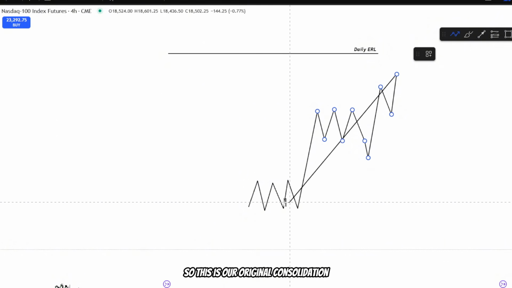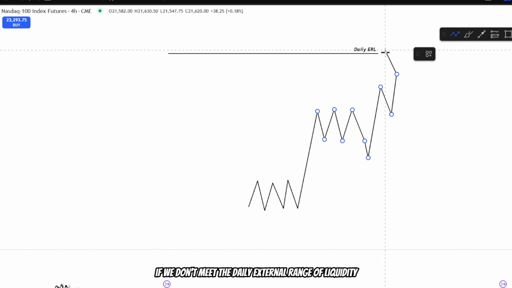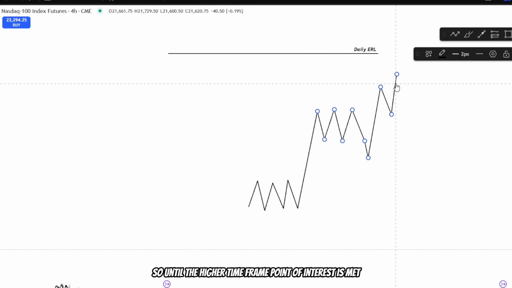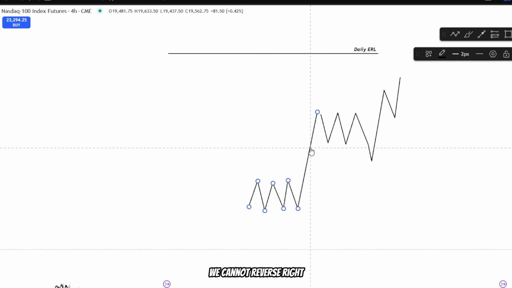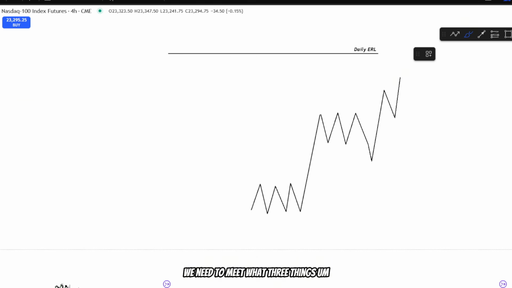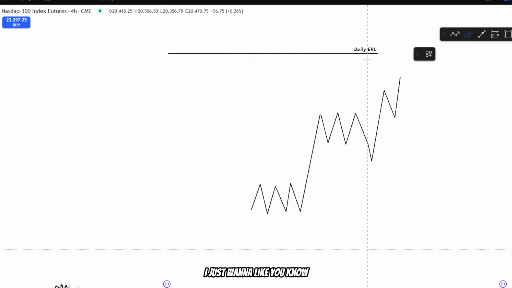Accumulation. So this is our original consolidation. Then we have our first expansion leg. If we don't meet the daily external range of liquidity, we cannot reverse. Until the higher time frame point of interest is met, we cannot reverse. And this ties back into the reversal conditions. As we know, in order to actually have a reversal, we need to meet what three things? Do you remember from last time? So what are the three things? I just want to keep it interactive a little bit.